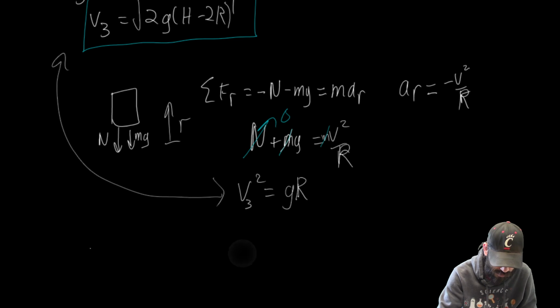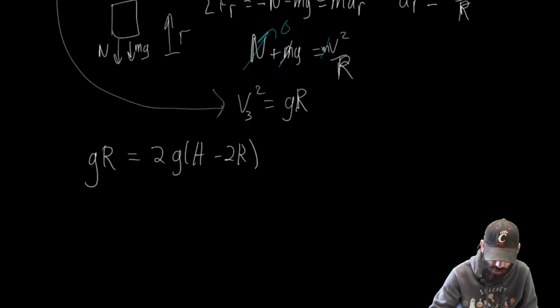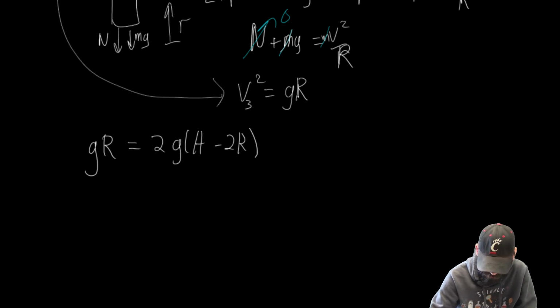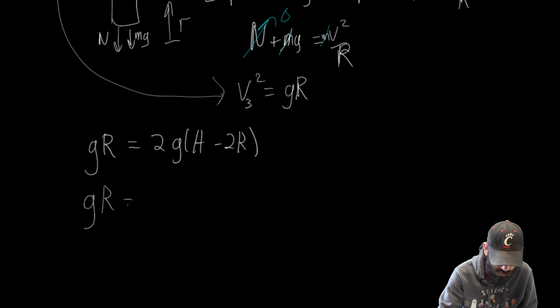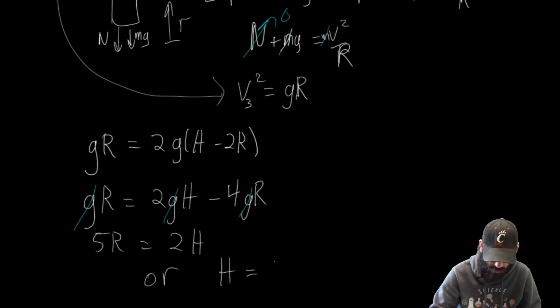And so what that says then is that gR is going to be equal to 2g(h minus 2R). We can expand this and move some things around. So we end up seeing that gR is going to be equal to 2gh minus 4gR. We can cancel all of our g's. Move our R to the other side, so we're going to have 5R is going to be equal to 2h, or h is going to be equal to 5 halves R. Okay.